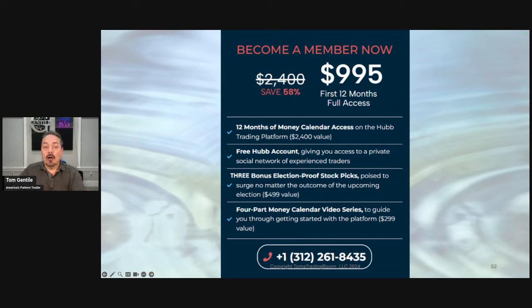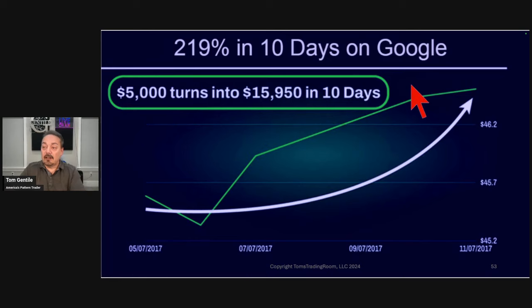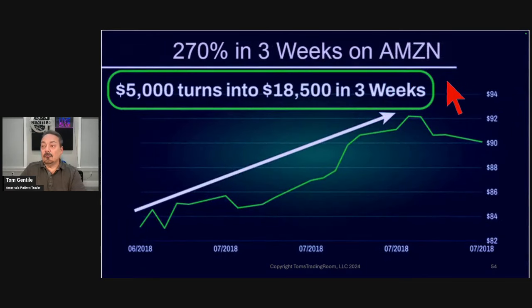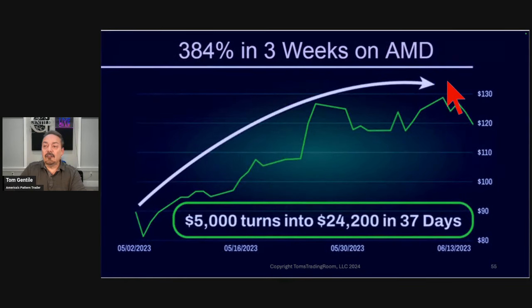So let me give you a couple of examples of how you could take the money calendar stocks and turn them into option trades. These are real option trades. 219% in 10 days on Google. That would take $5,000 and turn it into $15,950. Here's a 3-week trade on Amazon that took $5,000 and turned it into $18,500. And here is a 384% trade in 3 weeks on AMD.